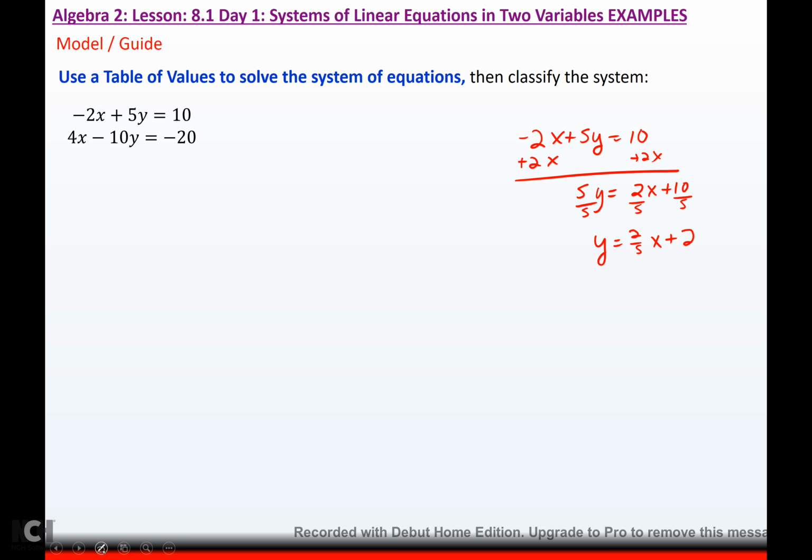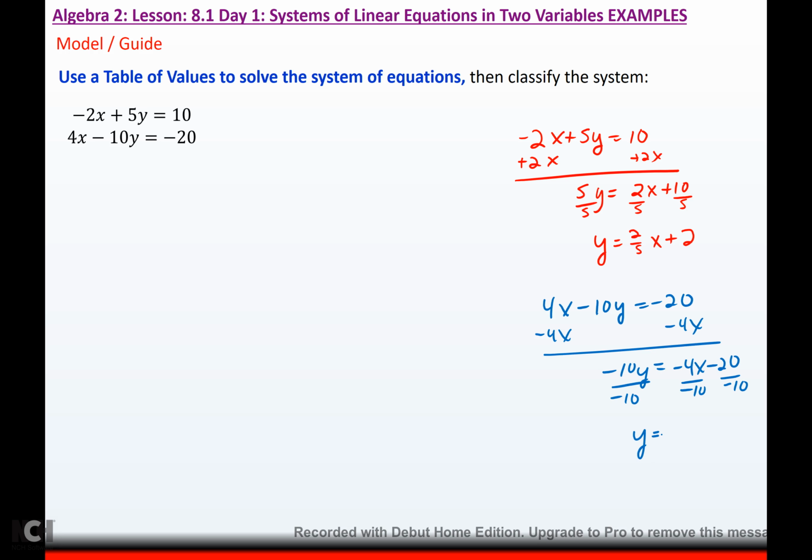My second equation, 4x minus 10y equals negative 20, minus 4x, I have negative 10y equals negative 4x minus 20. Divide by negative 10, I get y equals 4/10 x plus 2, which, if I simplified it, is going to be the exact same line. We already did this, actually. But, so what does that look like in a calculator?